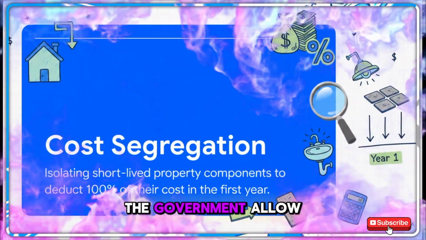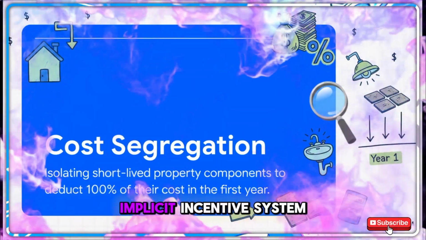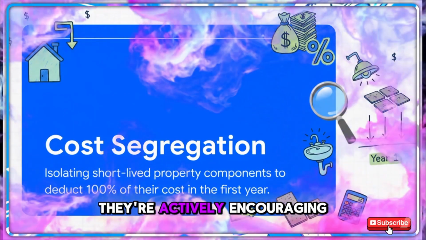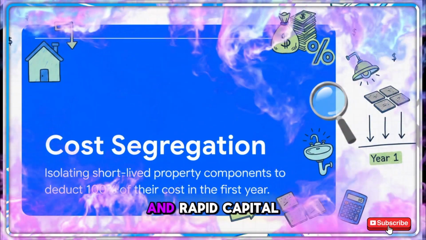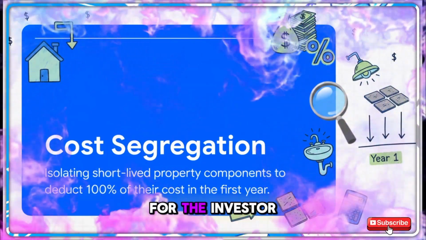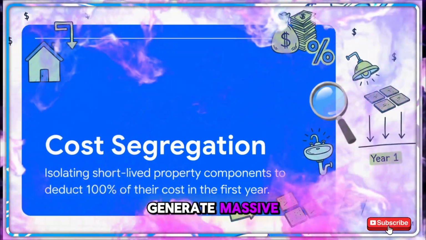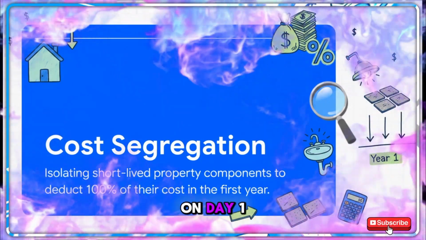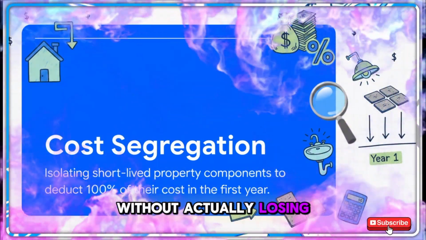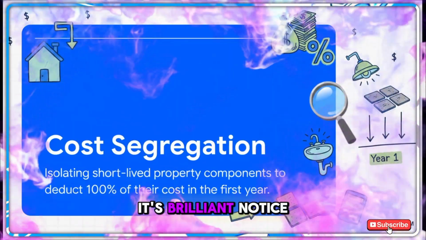Now, why would the government allow this? Simple. It's an implicit incentive system. They're actively encouraging property improvement and rapid capital investment. For the investor, this means you generate massive artificial paper losses on day one without actually losing any cash out of your pocket. It's brilliant.